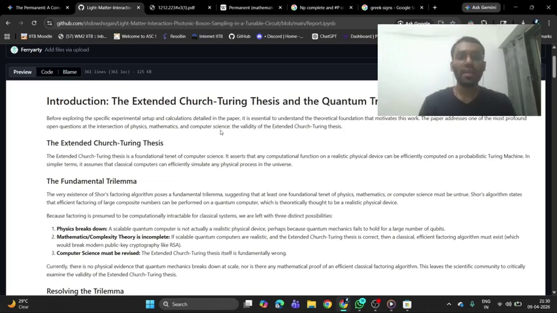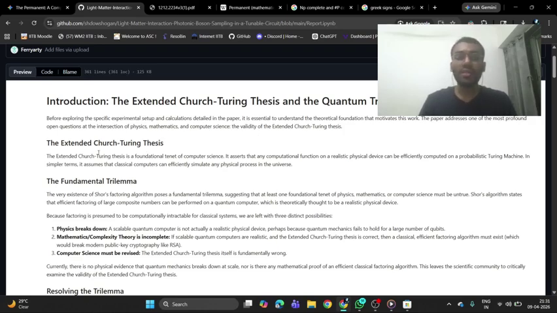Before exploring the specific experimental setup and calculations detailed in the paper, it is essential to understand the theoretical foundation that motivates this work. The paper addresses one of the most profound open questions at the intersection of physics, mathematics, and computer science. That is, the validity of the extended Church-Turing thesis.